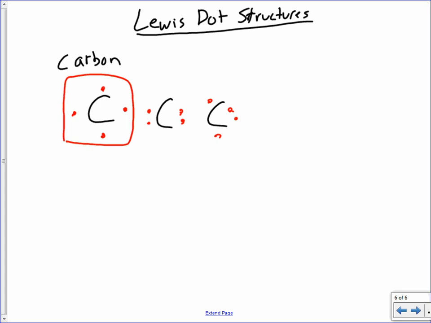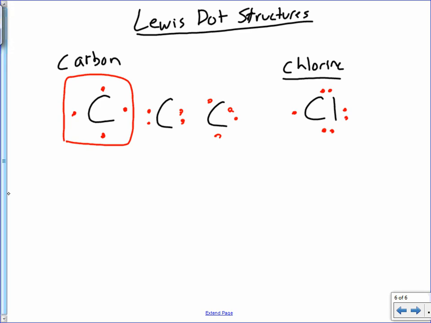Now, if you had something like chlorine, Cl, chlorine's got 7 valence electrons. So we're going to do just like we did for carbon. 1, 2, 3, 4. Now we still have 3 more to put in, so we just wrap back around. 1, 2, 3. So there's the Lewis dot structure for chlorine. Pretty easy. Okay? For an atom, all you really do is draw in the number of valence electrons.